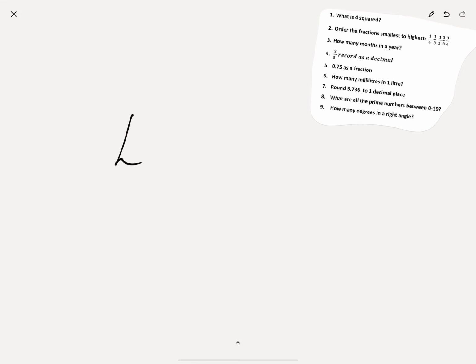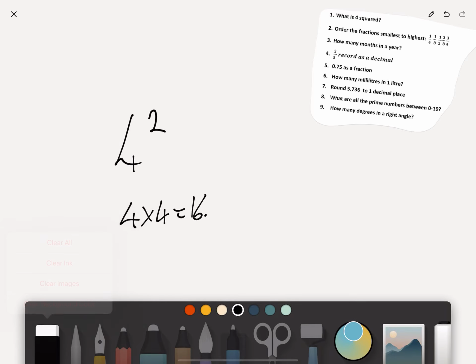Right, 4 squared, the first one. 4 squared means 4 times 4, which is 16. Okay, so the first one, the answer is 16.